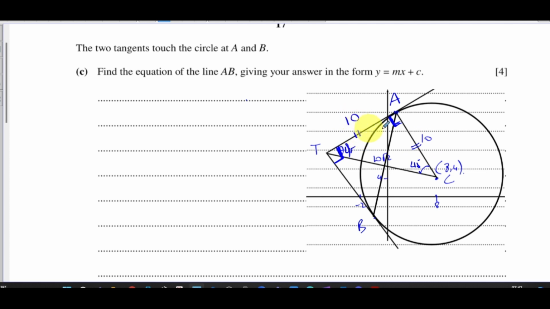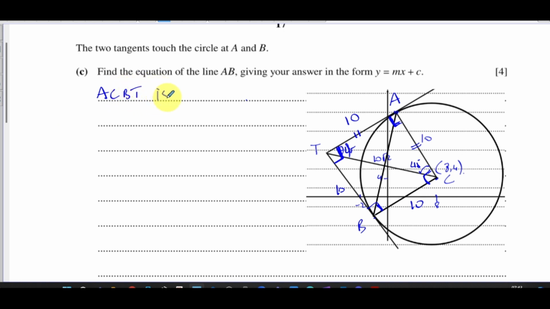So this is 10. If these are both right angles, then these two lines are parallel. And also we can see that if we join the center to there, if that's 45, this is also going to be 45. So this is going to be 90. And this is going to be 90 as well, because a tangent meets the radius. So what we have here is a square, because these sides are parallel to each other and they're the same length. So all these sides are 10. This is actually a square. So this ACBT is a square.